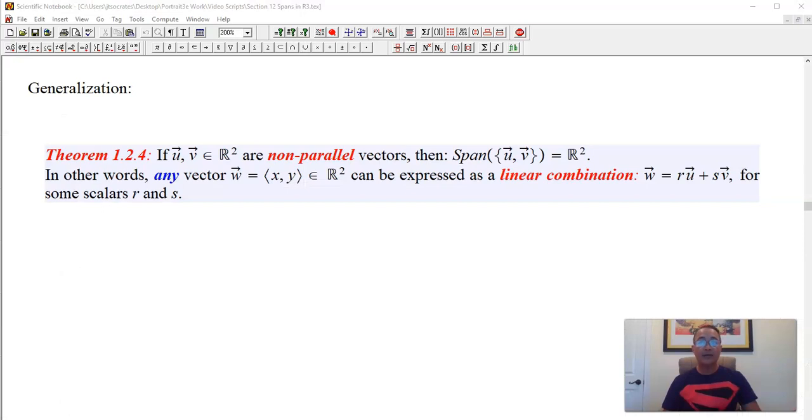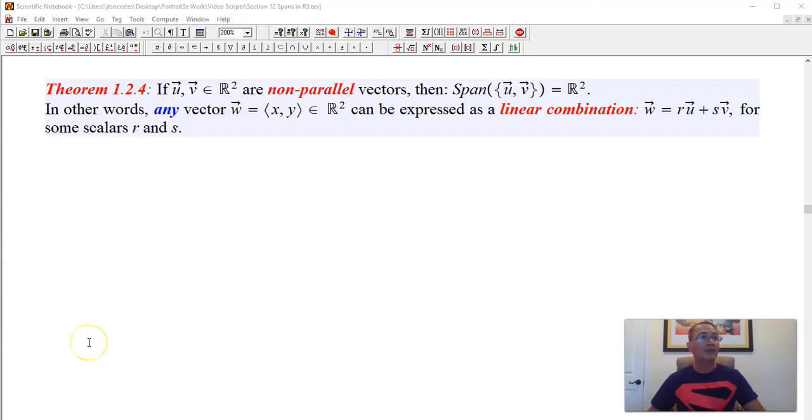Now, the reason why that worked was because u and v were not parallel to each other. So we can say this in general: for two vectors in R2, if they are non-parallel vectors, then the span of those two vectors is all of R2. In other words, if you pick any vector (x, y) in R2, then you can find coefficients r and s so that (x, y) is a linear combination ru plus sv. And you will be proving this theorem in exercise 10 of section 1.2.